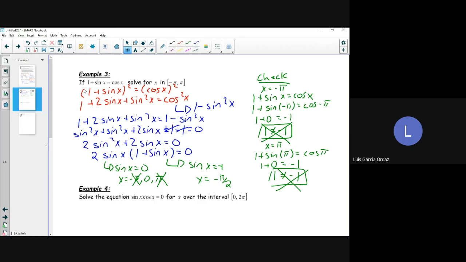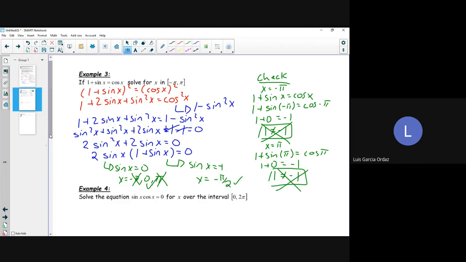However, when we sub x is equal to 0, it does work because sine of 0 is 0, so you get 1 plus 0 on the left side, which is 1, and cos of 0 already gives us a value of 1. So 1 is equal to 1, therefore x is equal to 0 works, and x is equal to negative pi over 2 works, because if you sub it into the equation, it gives you left side is equal to right side. So when we change the nature of the equation, it gives us roots that do not work.